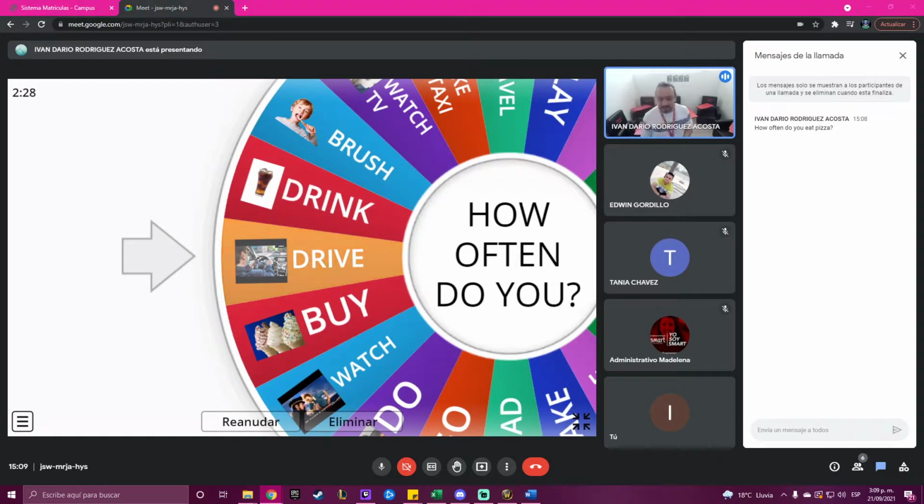Okay. So Ibeth, according to the model, what would be the question here? I never drive a car. No, remember that you are going to ask the questions, similar to the model that we have in the chat. That one is the model. So you say, how often do you drive a car? How often do you drive a car?